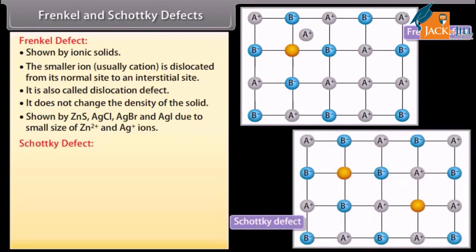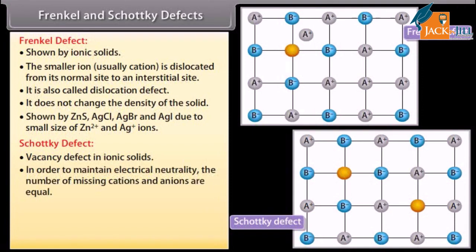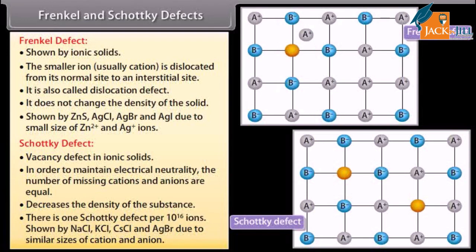Schottky defect. Vacancy defect in ionic solids. In order to maintain electrical neutrality, the number of missing cations and anions are equal. Decreases the density of the substance. There is one Schottky defect per 10⁶ ions. Shown by NaCl, KCl, CsCl, and AgBr due to similar sizes of cation and anion.